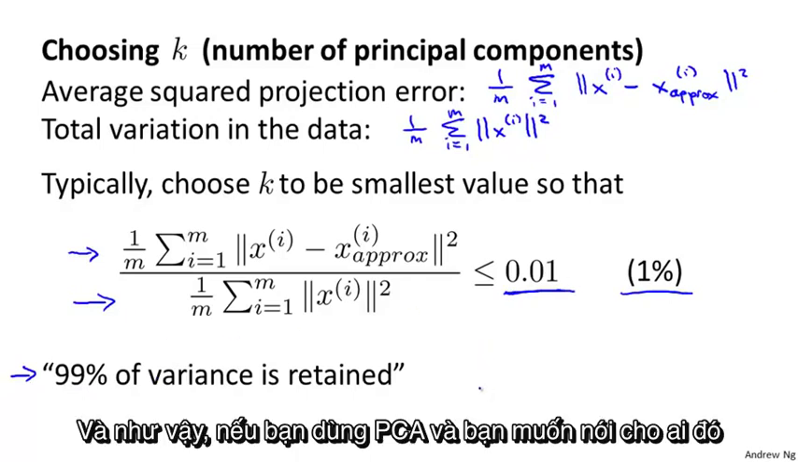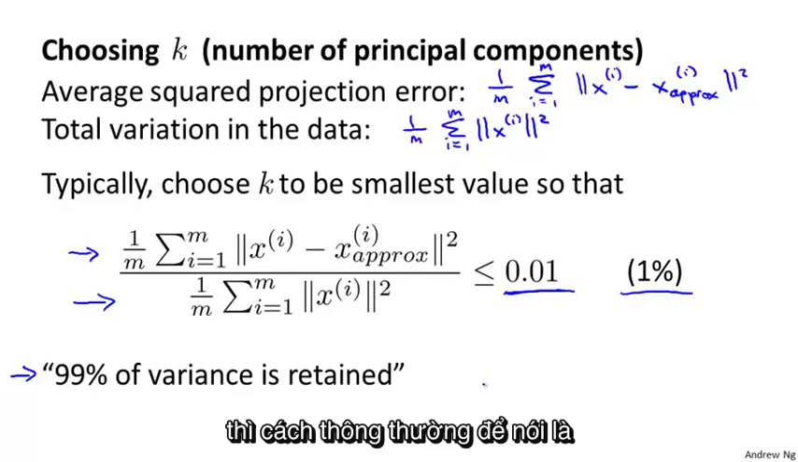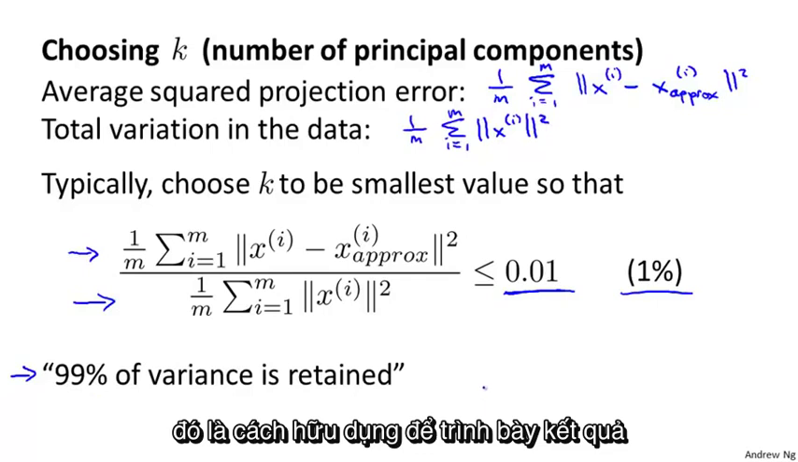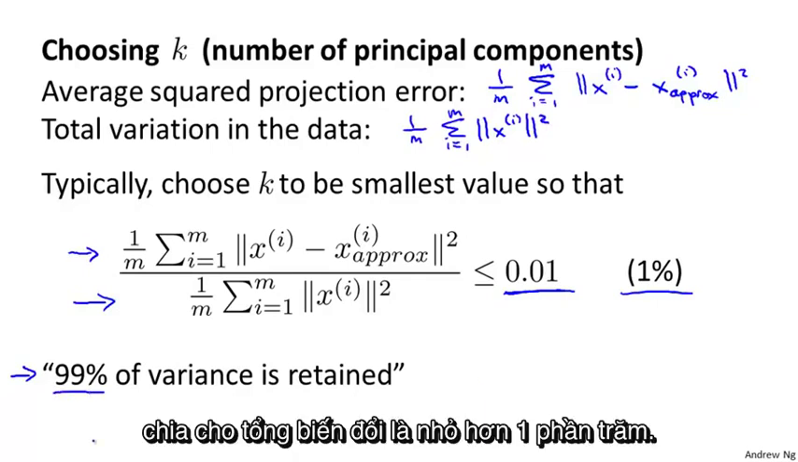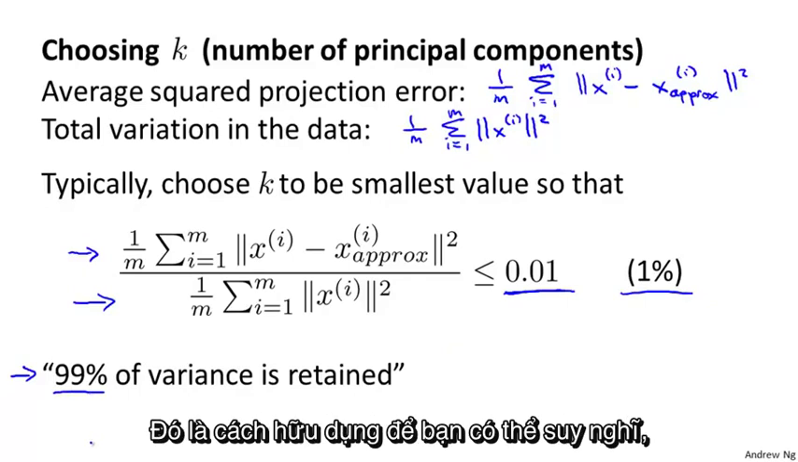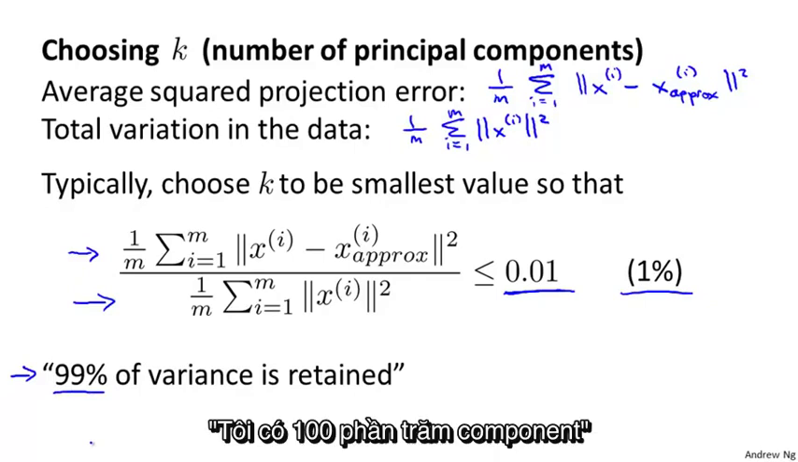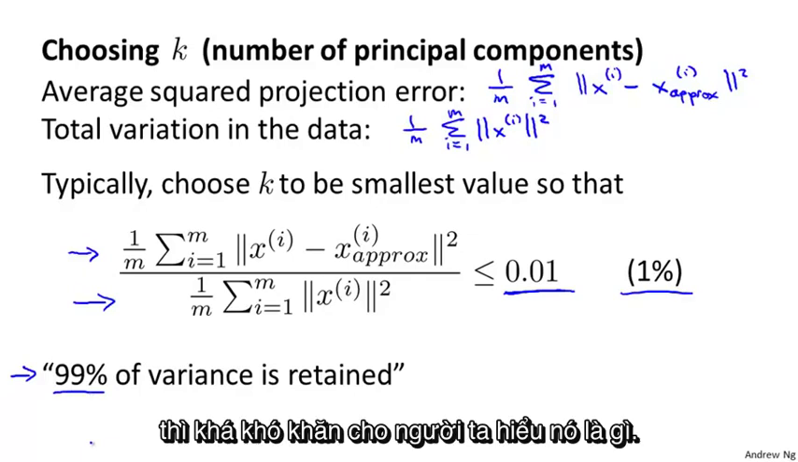And so if you are using PCA, and you want to tell someone how many principal components you retained, it'd be more common to say, well, I chose k so that 99% of the variance was retained. And that's a useful thing to know. It means that the average square projection error divided by the total variation was at most 1%. That's an insightful thing to think about. Whereas if you tell someone that I had 100 principal components, or k was equal to 100 in 1,000 dimensional data, it's harder for people to interpret that.